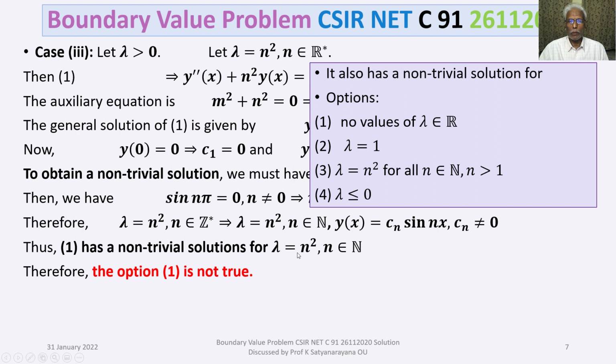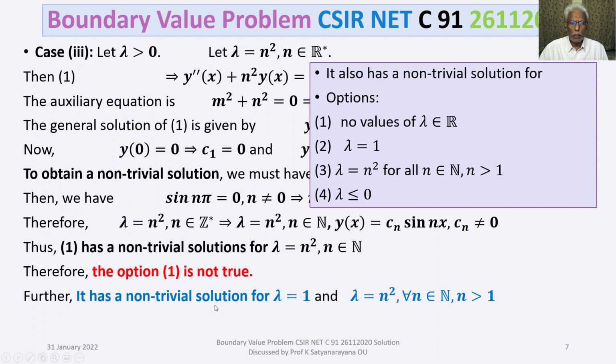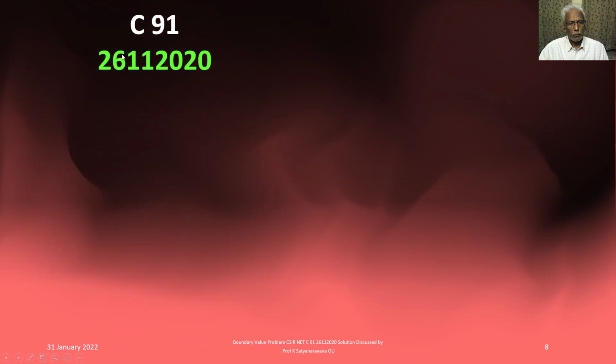For lambda equal to n square, when n is equal to 1, we have a non-trivial solution. Therefore, option 2, which says lambda is equal to 1 has a non-trivial solution, is true. And lambda equal to n square, for all n belongs to N, n greater than 1, it has a non-trivial solution. Here also we have. So thus, further, it has a non-trivial solution for lambda equal to 1 and lambda equal to n square for all n belongs to N, n greater than 1. So options 2 and 3 are true. Our final answer is that options 2 and 3 are true, whereas options 1 and 4 are not true. So that is the solution of the boundary value problem of second order, and it is an interesting problem.